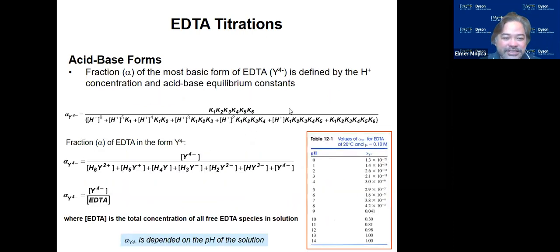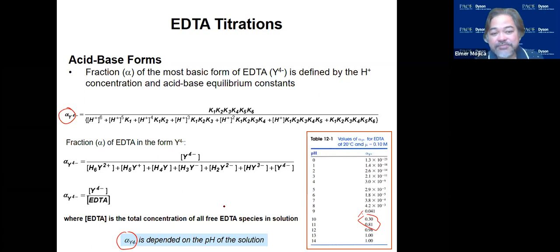If we look at the acidic forms, these are the fractional forms that we have. So this is the basic form. But you don't need to memorize that, everything is already here. So at pH 10, this is the alpha value that you have: 0.30, 0.81. As you could see, the alpha value is dependent on the pH. What's that alpha value? That's the fraction. So depending on the pH, you're going to use it that way.